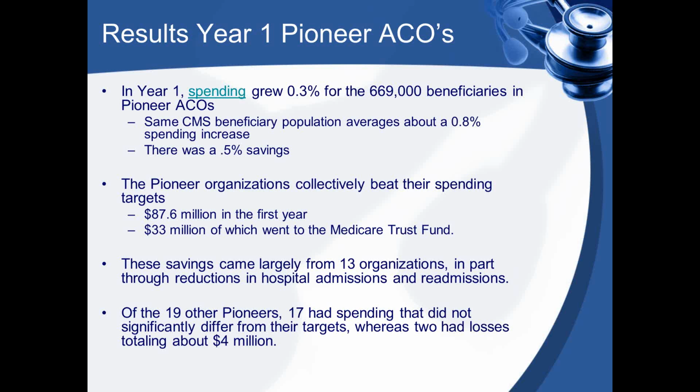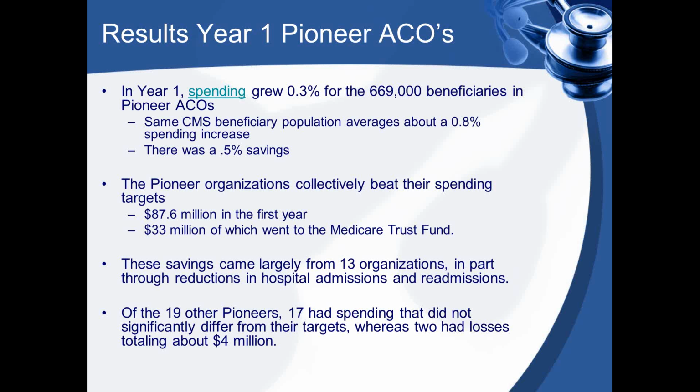As far as financial, their spending grew about 0.3% for their 669,000 beneficiaries. The same population averages about 0.8, so there was a 0.5% savings there. These organizations collectively beat their spending targets by $87.6 million, 33 of which went to the Medicare Trust Fund. And then these savings came largely, though, from just 13 organizations through reductions in hospital admissions and readmissions.